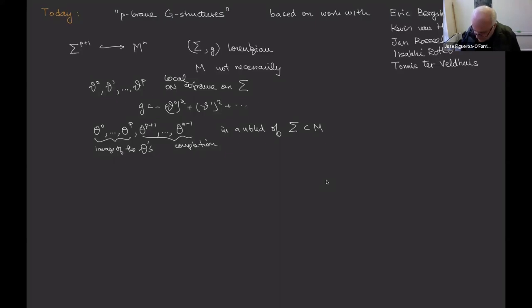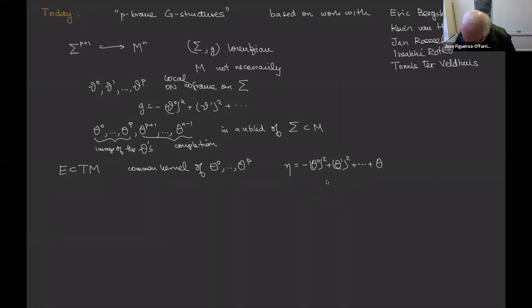So what do I want? I want the kernel of theta zero through theta p. I'm going to define a subbundle of the tangent bundle, which is the common kernel of all the theta zero through theta p. And then I'm going to assume that on that, let me call eta the minus, kind of like the extension of, well, it's the Lorentzian metric on sigma, but extended away from it.